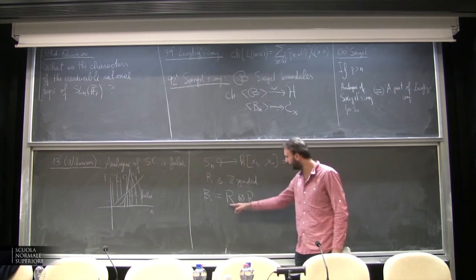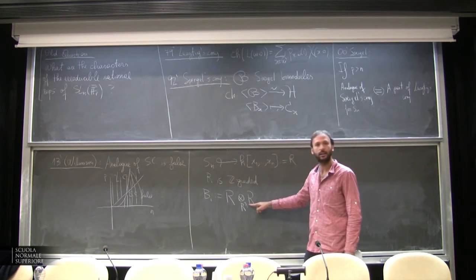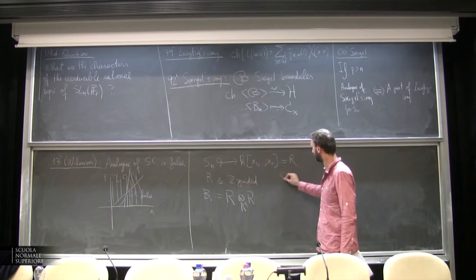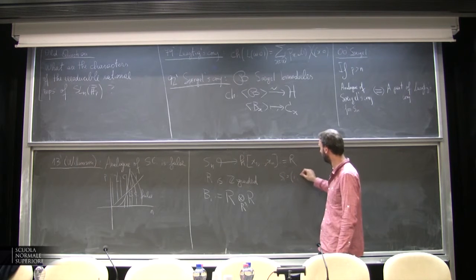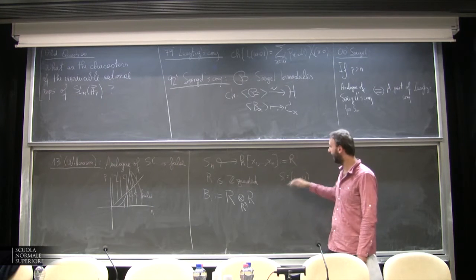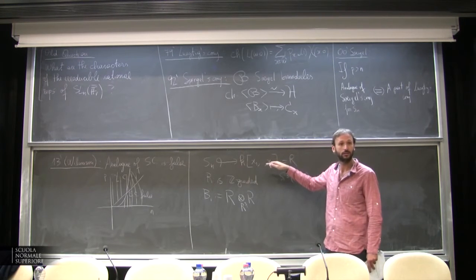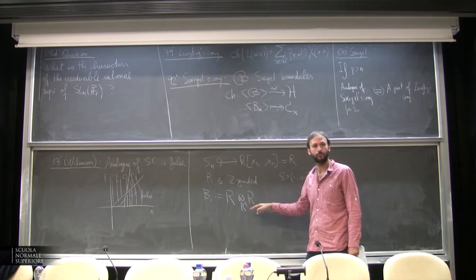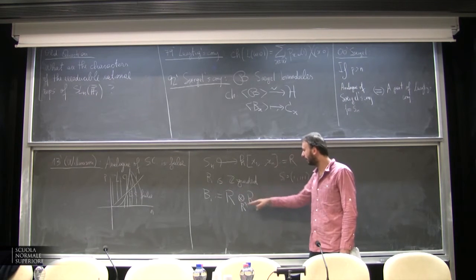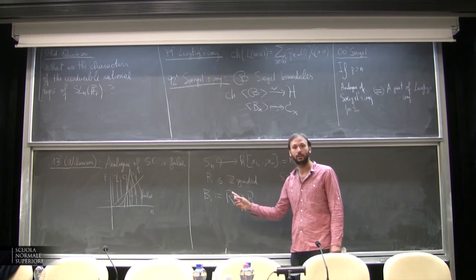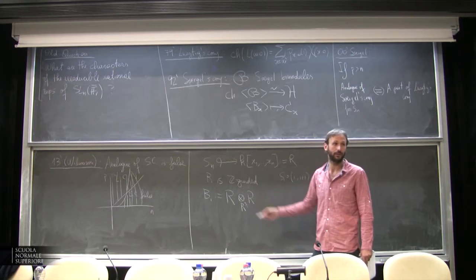So R S_y is S_y, the simple reflection y plus one. And this acts on R. This is the invariant subspace. So this is an R bimodule. You can act by R on the right or on the left, and it's graded because R is graded.